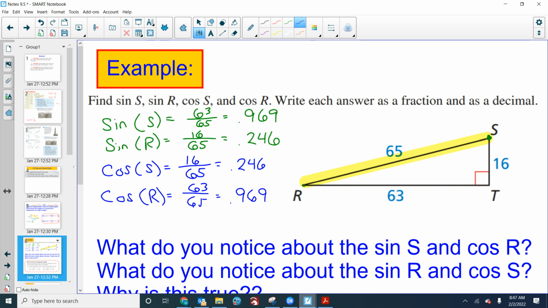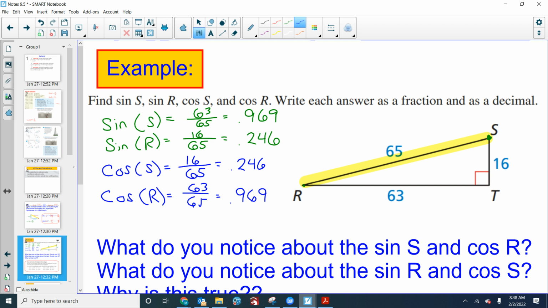Is this a coincidence? I know it's new to us still. I know this is very new. Can anyone make a conjecture about what two pairs will always be the same? Ryan. The sine of one of them and the cosine of the other. Good. Very good. Do you guys agree?